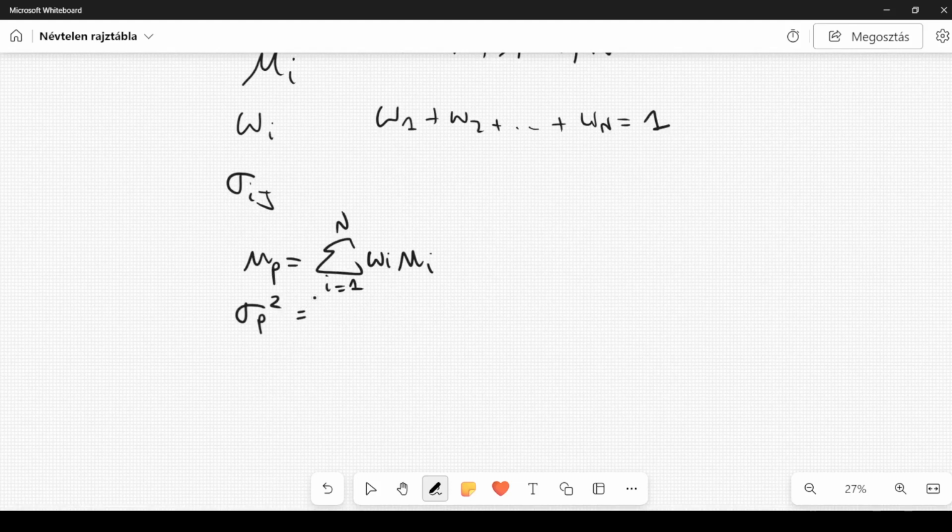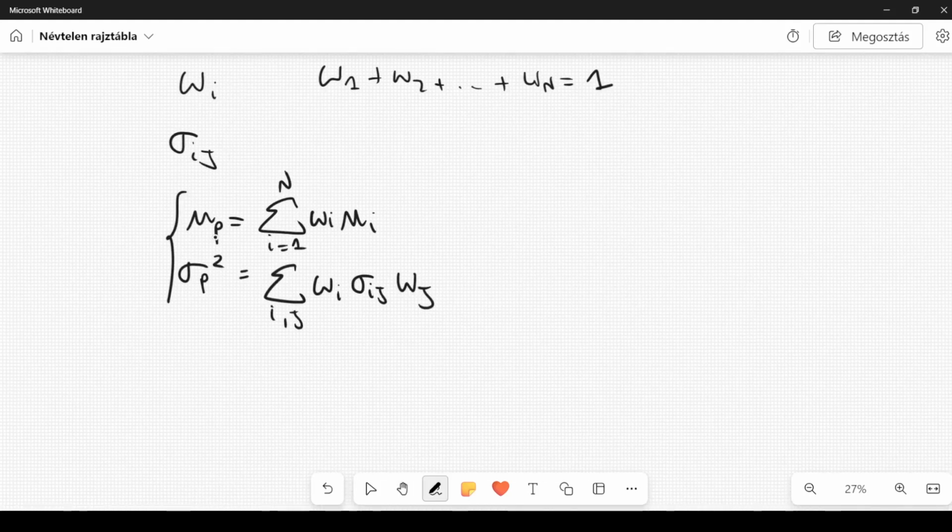whereas the risk, so this sigma_p squared, is a sum over i and over j. Let me write it like this, but it's a sum from 1 to n. Then you have omega_i sigma_ij omega_j. So these are two equations, and we want to minimize the risk, so we want to minimize this function, which is subject to some constraints.